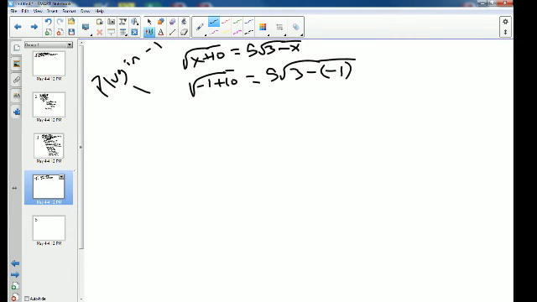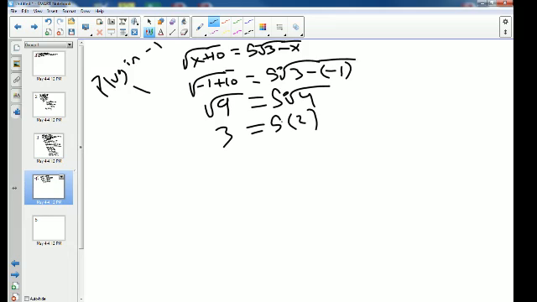Make sure you keep track of that negative, because if you forget it, your problem will turn out wrong because of a stupid arithmetic mistake. So this reduces to square root of 9 equals 5 minus square root of 4. This reduces to 3. This reduces to 5 minus 2. I'm sorry, this was supposed to be a subtraction sign between. So it's 5 minus 2. 3 equals 3, and your solution is verified because both sides equal each other.